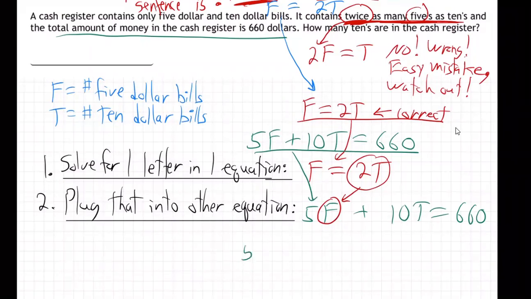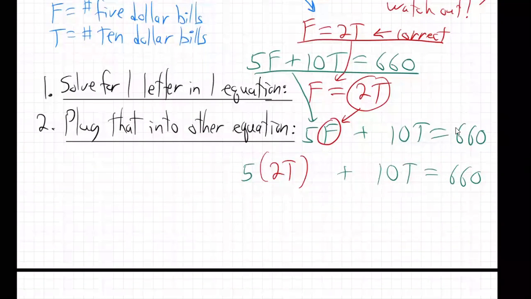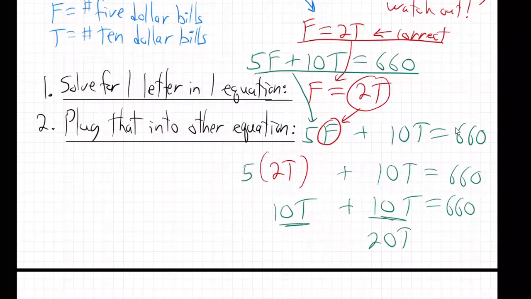And so this will become 5, and then what is F? 2T, plus 10T equals 660. So there we go. Now we can work it out. 5 times 2T is 10T, plus 10T is 660. 10T and 10T is 20T equals 660. Last step, divide by 20.